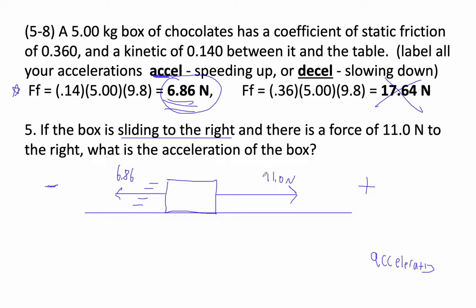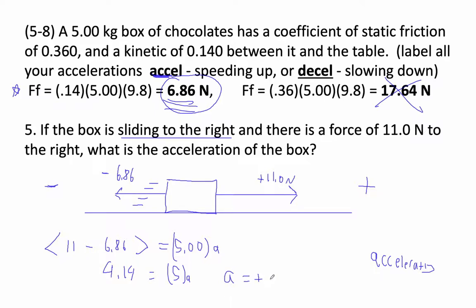Okay, so let's figure it out. This is a positive force. That's a negative force. And so we say 11 newtons minus 6.86. Right, this is negative because it's to the left, is equal to, what is it? It's 5 kilograms times A. So let's solve this. So I'm going to go 11 minus 6.86. It's 4.14 equals 5 times A. I think I divide by both sides by 5, so I divide it by 5. And I get that the acceleration is positive 0.828 newtons. Okay.